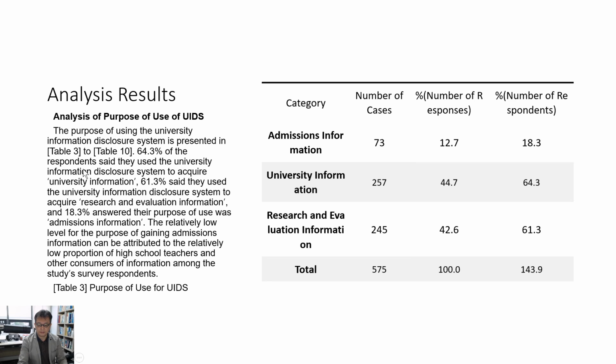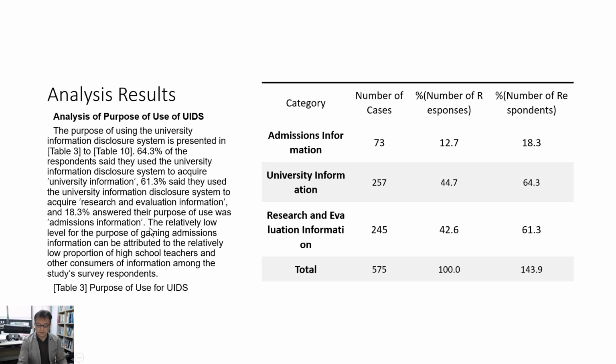68.3% of the respondents said they used the university information disclosure system to acquire university information. 61.3% said they used the university information disclosure system to acquire the research and evaluation information. And 18.3% answered their purpose of use was admissions information.